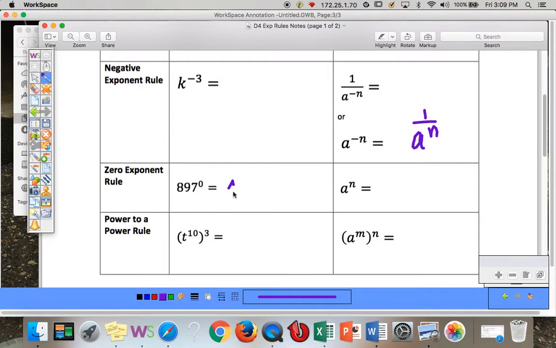The zero exponent rule, anything to the power of 0 is 1. And a power to a power rule, you multiply the exponents. This is a to the mn.